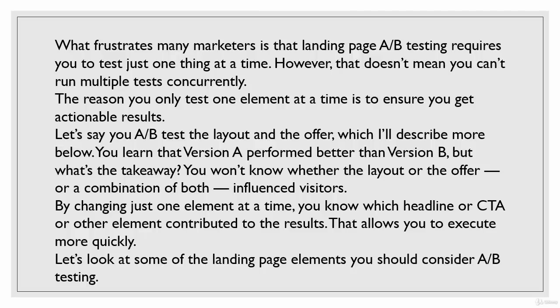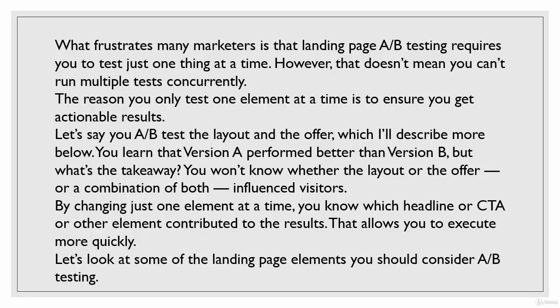What frustrates many marketers is that landing page A/B testing requires you to test just one thing at a time. However, that doesn't mean you can't run multiple tests concurrently. The reason you only test one element at a time is to ensure you get actionable results. Let's say you A/B test the layout of the offer, which I'll describe more below. You learn that version A performed better than version B. But what's the takeaway? You won't know whether the layout or the offer or a combination of both influenced visitors. By changing just one element at a time, you know which headline or CTA or other element contributed to the results. That allows you to execute more quickly.